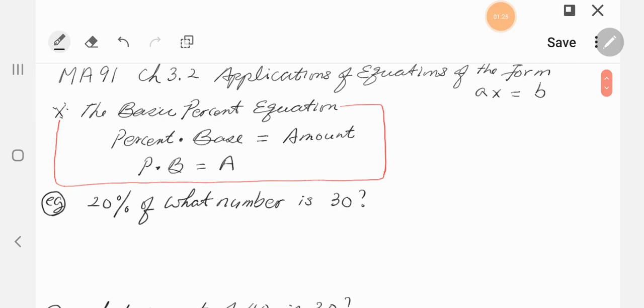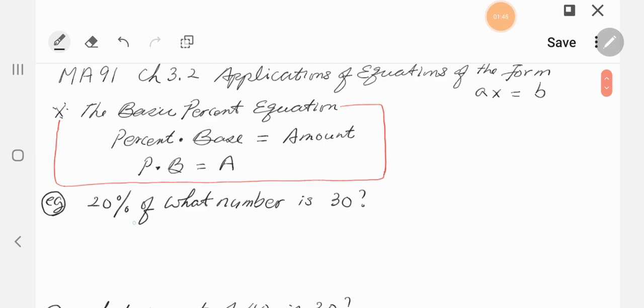So we can write it as PB, P times B is equal to A. PBA. Based on this, there are three variables: percent, base, and amount. If two of these three variables are given, then we can find the value of the third variable.